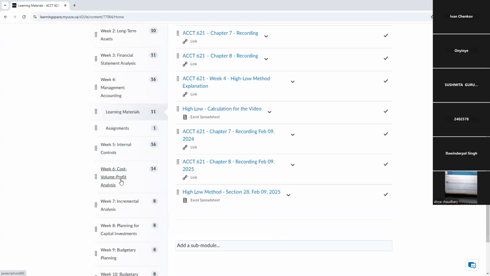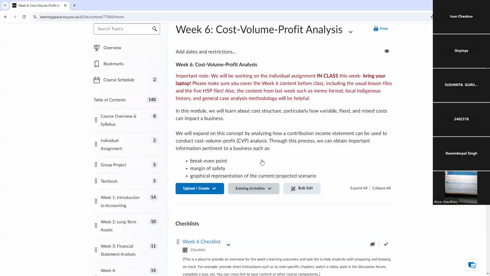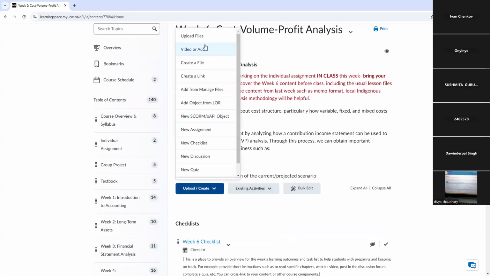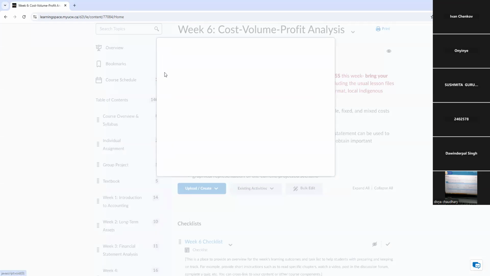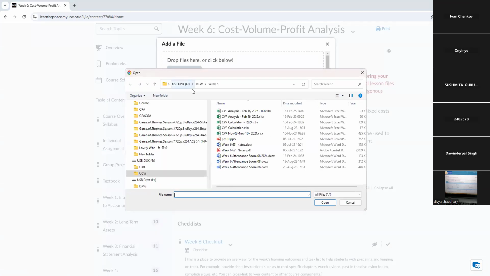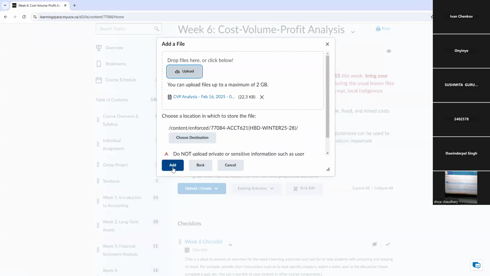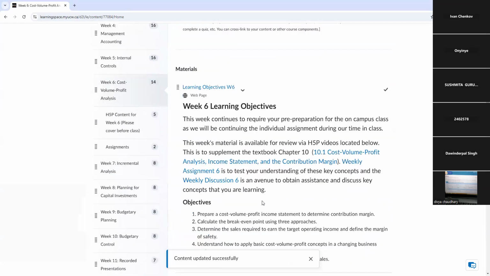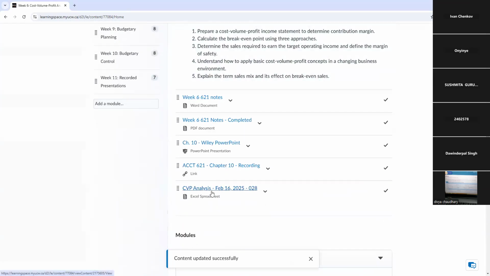Can you guys see my screen? Yes. Okay, and the file will be posted. And you have the calculation right here. The recording from today is going to be posted after I close the meeting. So now, pay attention. This is important now.